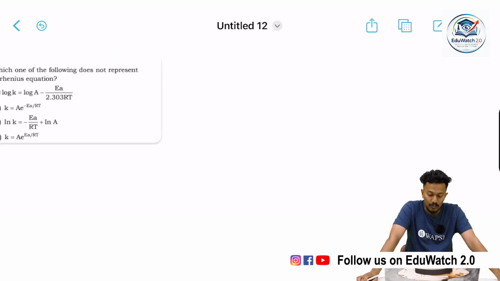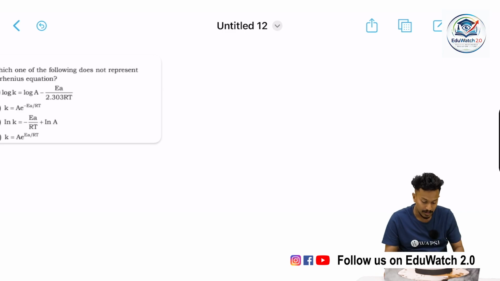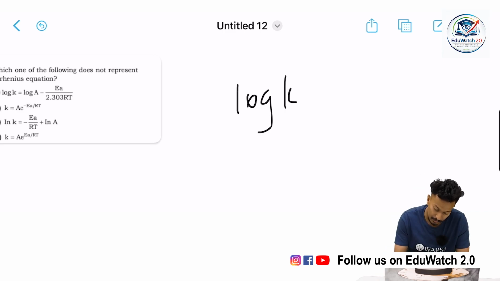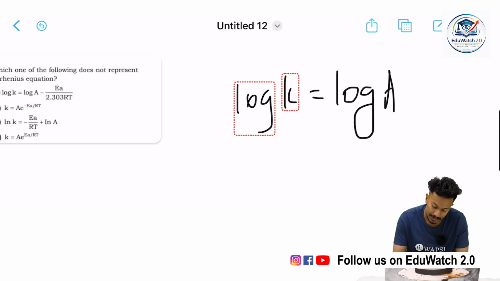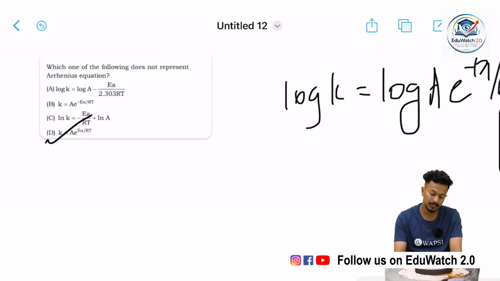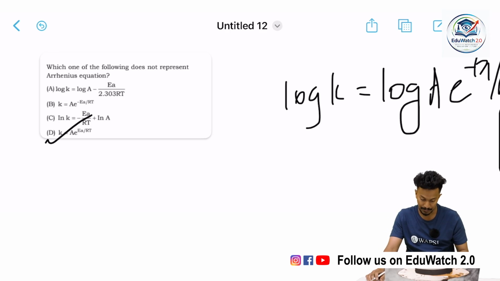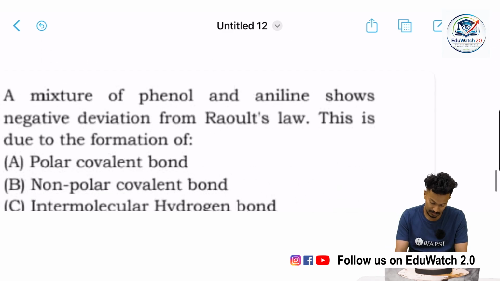Our next question is, which one of the following does not represent the Arrhenius equation? Okay, log K is equal to log A. How could we explain the Arrhenius equation actually? Well, log K is equal to log A e raised to minus Ea by RT. With that, we could say that option D is the correct answer for this question. The remaining ones are just absurd answers. So the correct option would be option number D. Moving on to the next question.